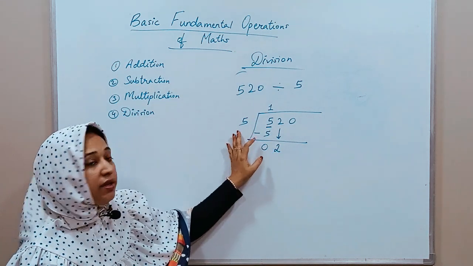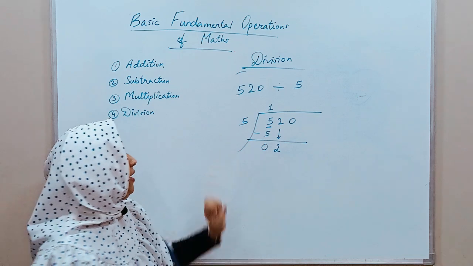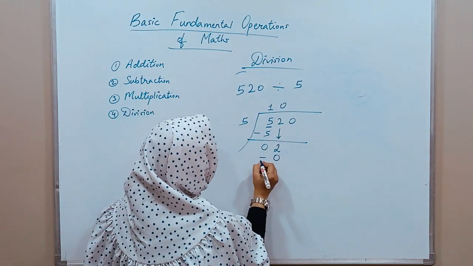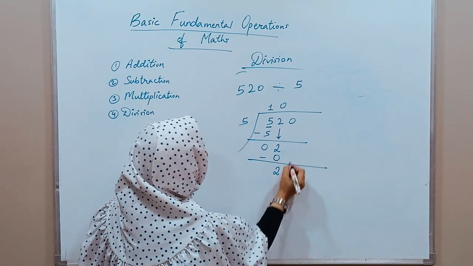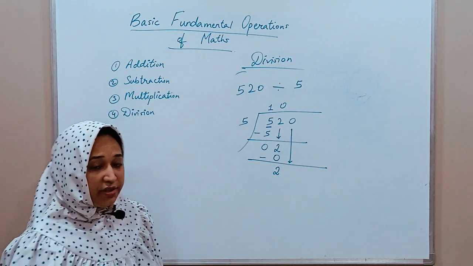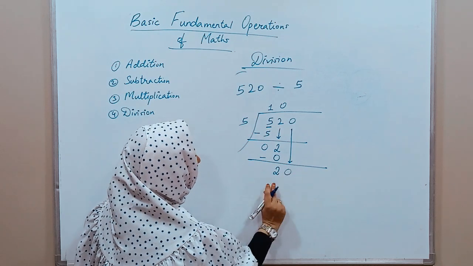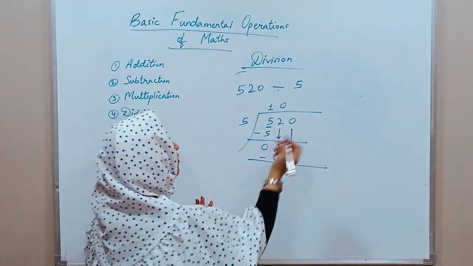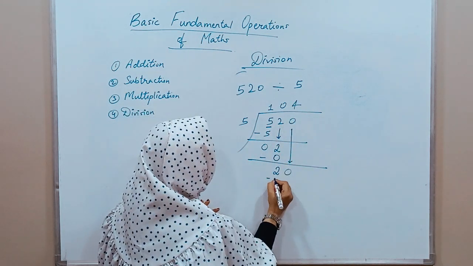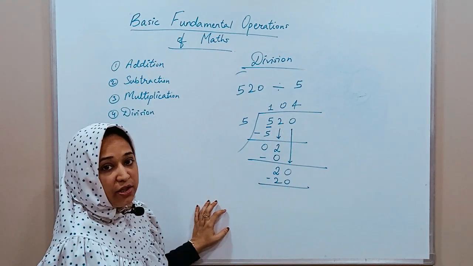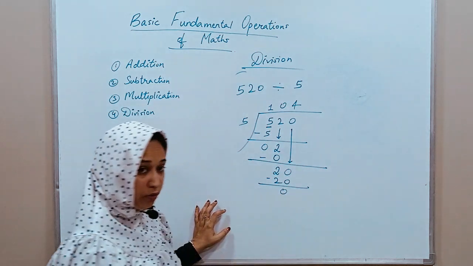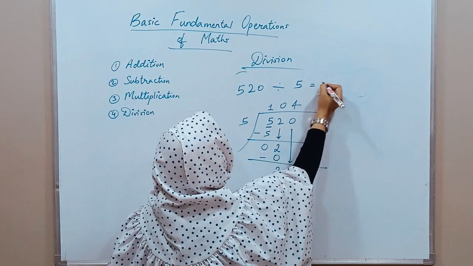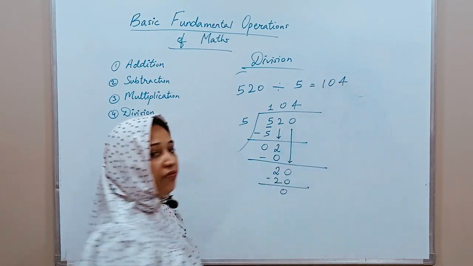Now 2 is smaller than 5, so we cannot divide it. So we will say 5 zeros are 0, and then 2 minus 0 is 2. Then bring the third digit down, that is 0. So this makes it 20. Now we know that 5 4s is 20, and 20 minus 20 is 0. So the remainder is 0. So when we say 520 divided by 5, we get the answer, your quotient, as 104.